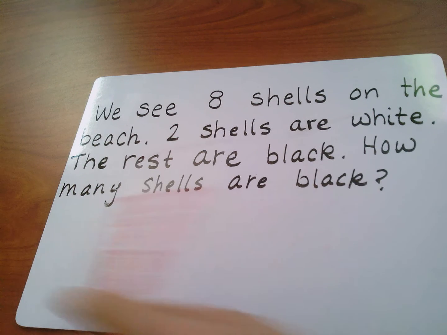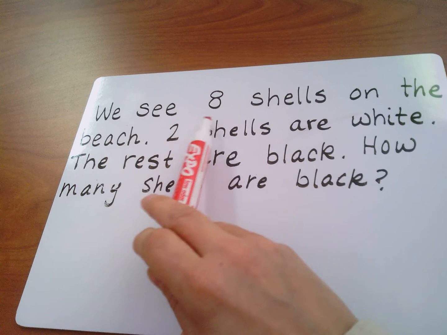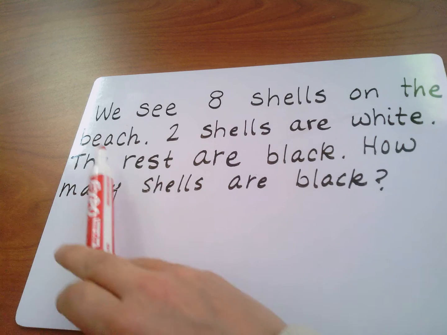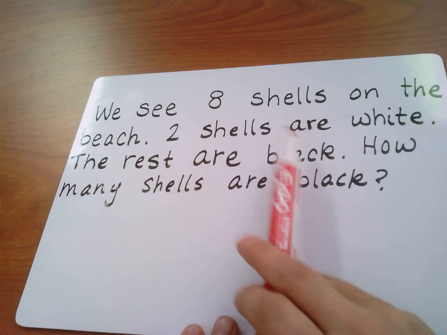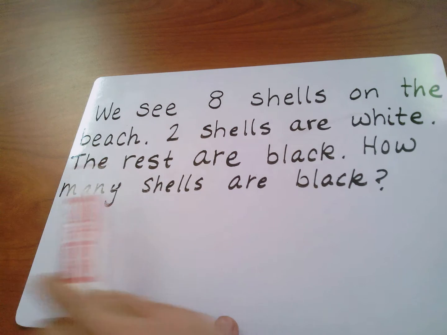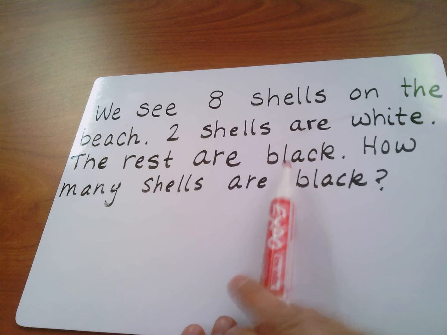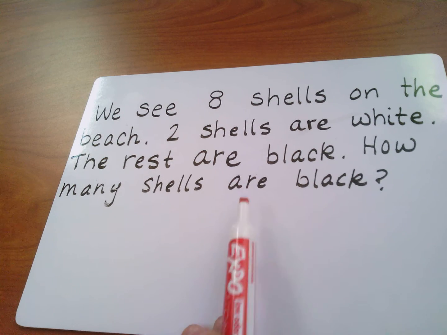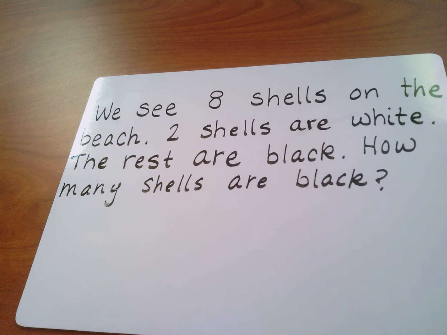Let's read it together. We see 8 shells on the beach. 2 shells are white. The rest are black. How many shells are black? Okay, so the first thing we need to do is think about what we're solving for. Are we solving for a total or an unknown partner?